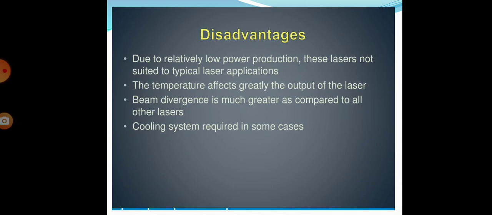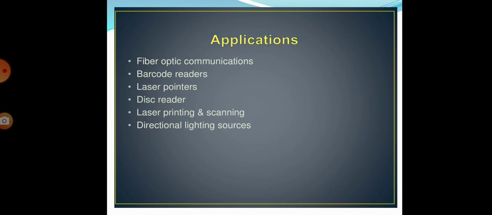Disadvantages. Due to relatively low power production, these lasers are not suited to typical laser applications. The temperature greatly affects the output of the laser. Beam divergence is much greater as compared to all other lasers. A cooling system is required in some cases. Applications: fiber optic communication, barcode reader, laser pointer, disk reader, laser printer and scanning, directional lighting source.